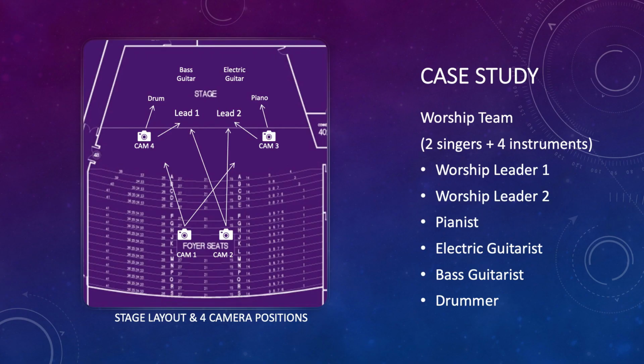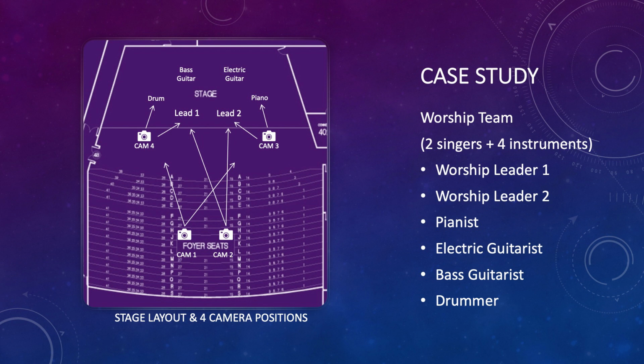Right. Here we want to share a case study of how we produced the video that we watched earlier, on a simple four-piece band. It consists of a worship team, two singers, and four instruments: piano, electric guitar, bass guitar, and drums. And this floor plan is a simple layout on stage.